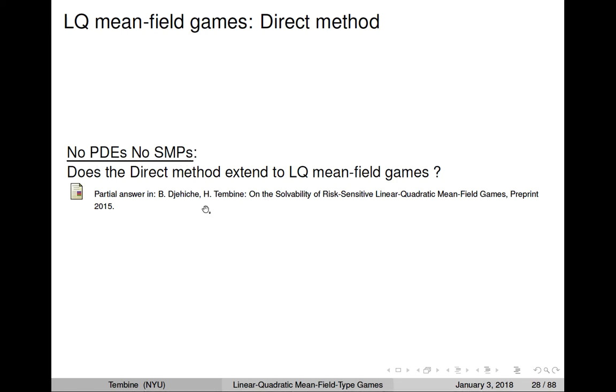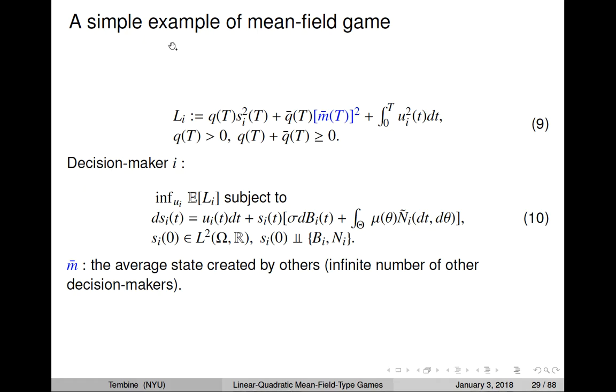This is joint work with Professor Gayesh from KTH. We've been looking at the extension to risk-sensitive, risk-neutral is also there, and so on. So here is a basic example: a linear quadratic setup where the mean state of the other agents is m bar, with an infinite number of other agents. The individual state dynamics is here: initially you start at SI0, which is square integrable, and is independent of the individual Brownian motion and the individual jump processes. So this is the mean field game problem. We are assuming that the coefficients here are positive, or zero.